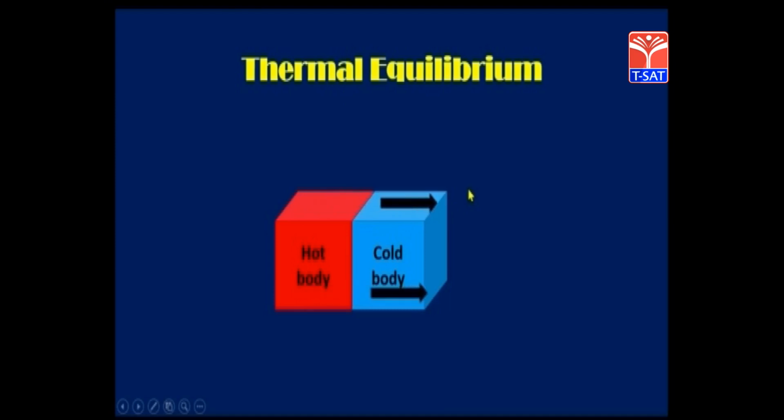Yes, heat is flowing from the hot body to the cold body. You can see the black arrow marks, children. The black arrow marks indicate the direction of the heat flow. Heat is flowing from the hot body to the cold body. Right children? This you have seen in the example that I have given: taking a hot glass of milk and keeping it in a cold water bath.